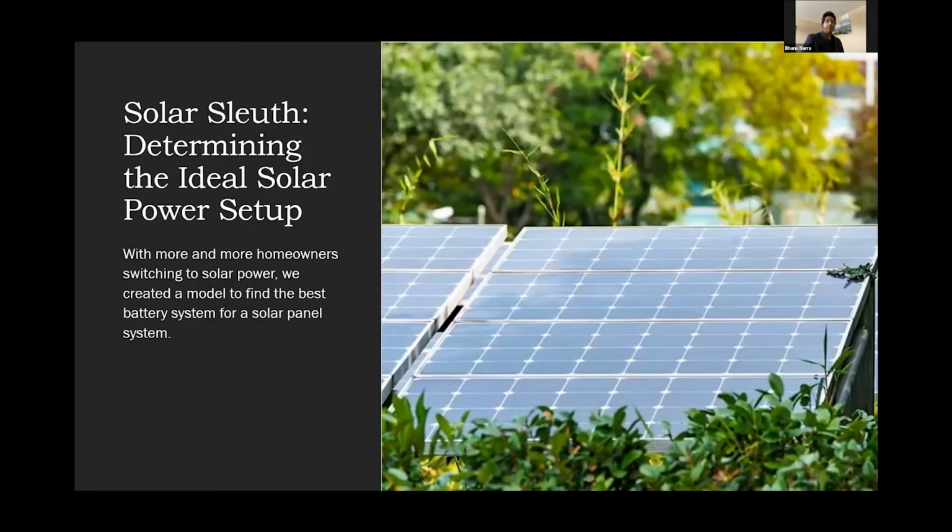So for our first example, we'll be looking at if someone were to purchase a solar panel system and they wanted to know what kind of battery system is the best accompaniment for the solar panel, how can they do this? Because it's not at all obvious, and there are a lot of very complicated factors that go into determining which is the best battery system. And if we could make a model to help homeowners discover which is the best system, it can make it a lot easier for people to start transitioning into solar power.